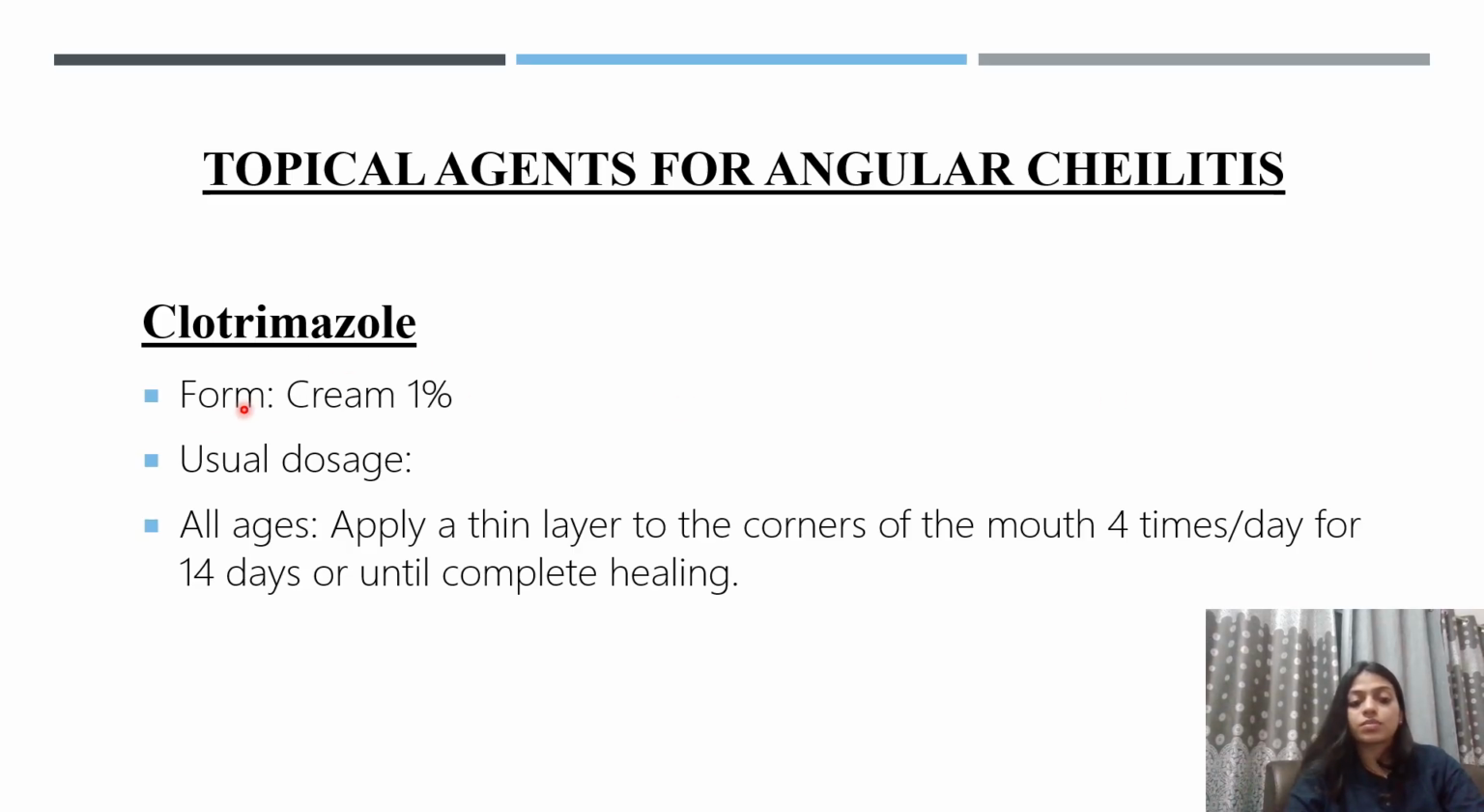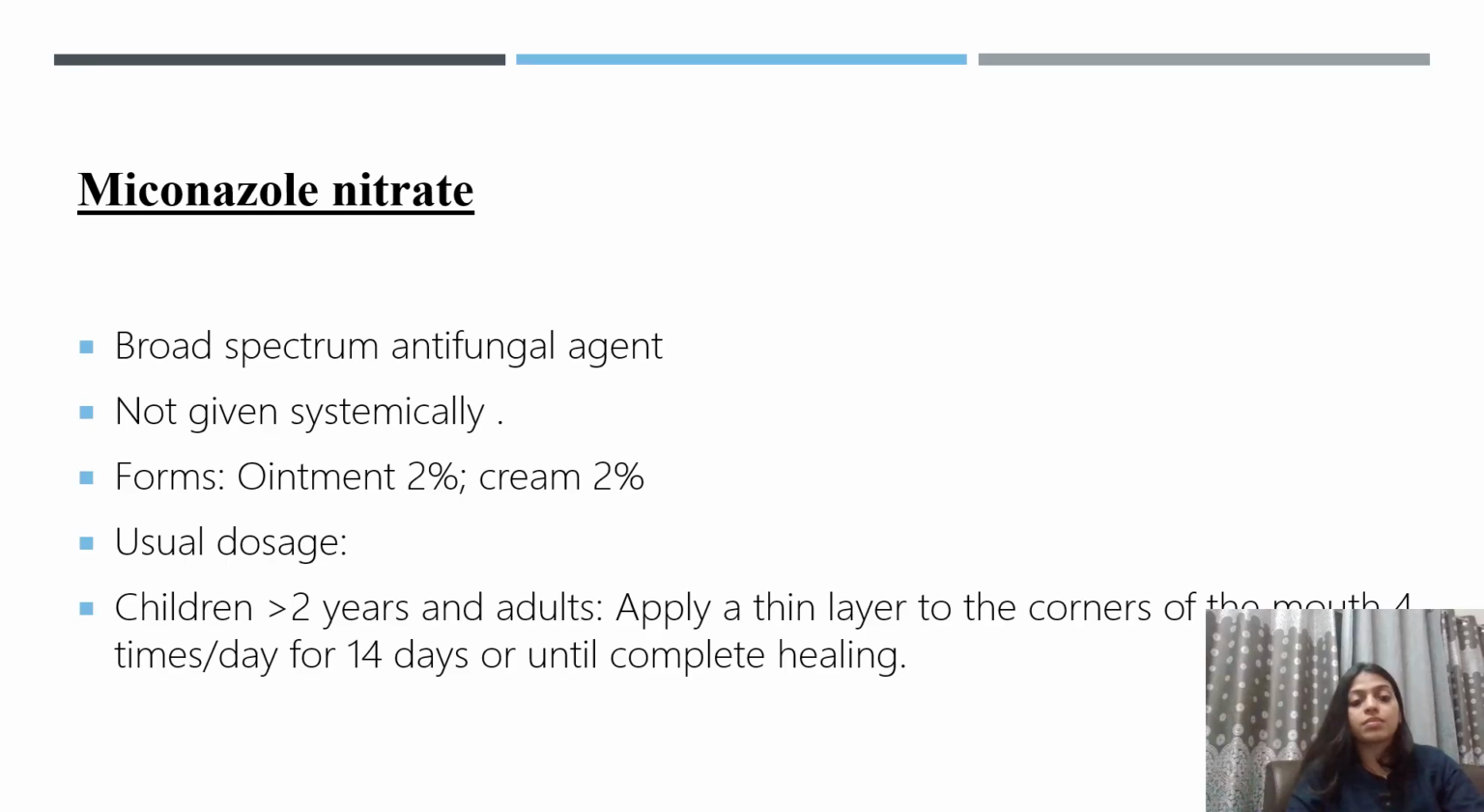These are clotrimazole. It's available in cream form, 1% cream, and for all ages. It can be applied as a thin layer to the corners of the mouth 4 times a day, until complete healing takes place. Then miconazole nitrate. It is a broad spectrum antifungal agent, and it's applied as a cream or ointment, 2%. Children more than 2 years and adults, you can apply a thin layer on the corners of the mouth 4 times a day for 14 days until complete healing takes place.